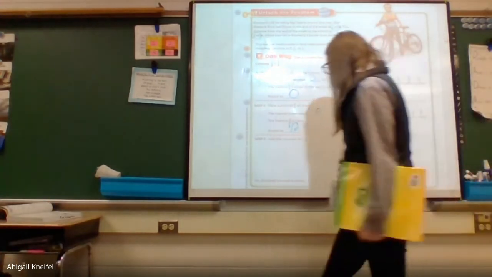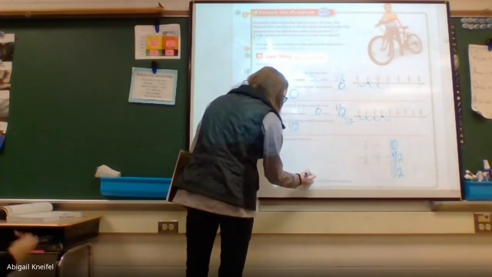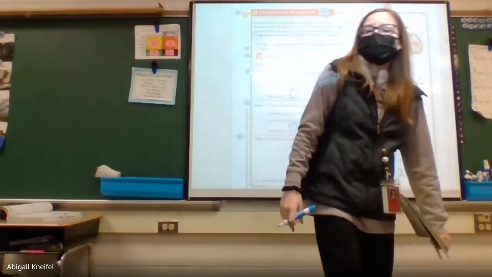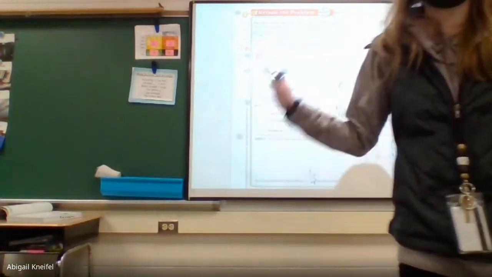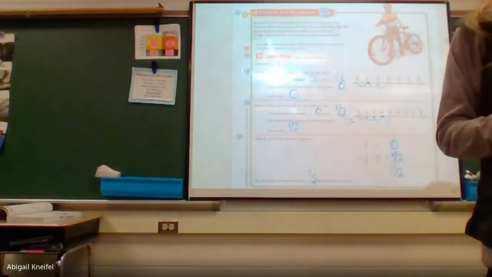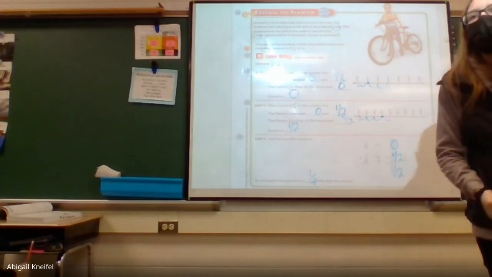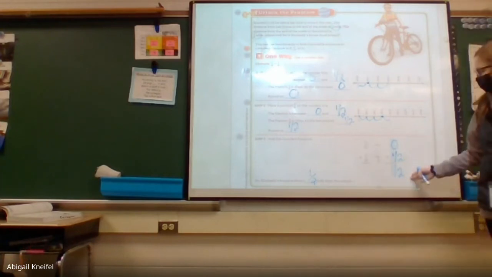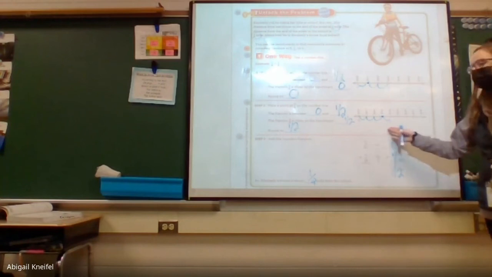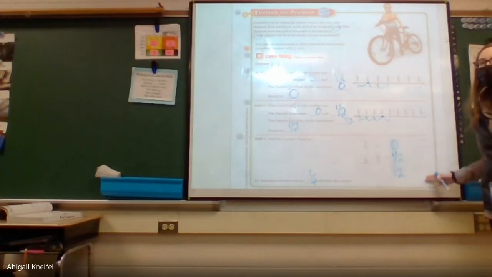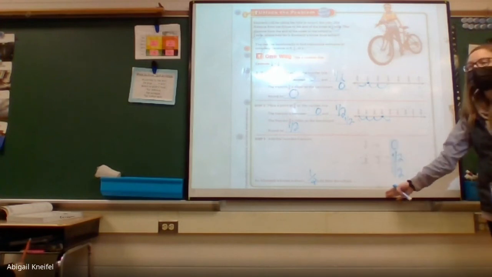So Kimberly's house is about 1/2 mile from the school. Perfect, perfect, perfect. Everyone see how we did that? If someone right now can tell me what property of addition we used right here, I will be pumped. What property of addition did we just do right here?